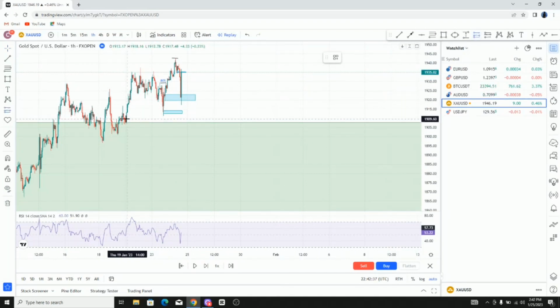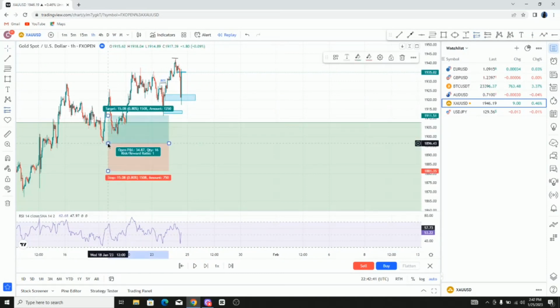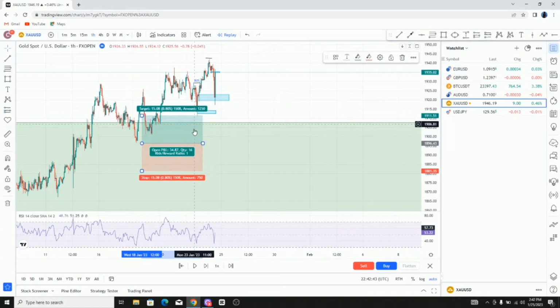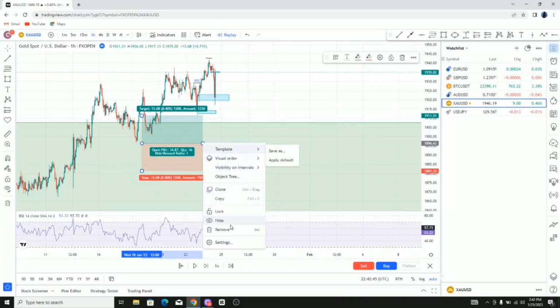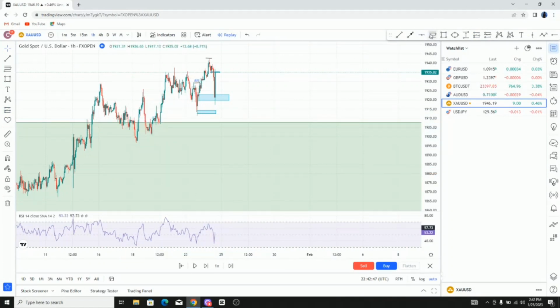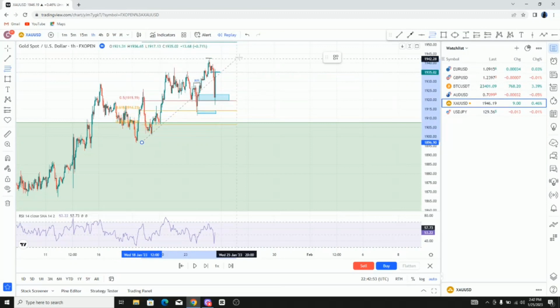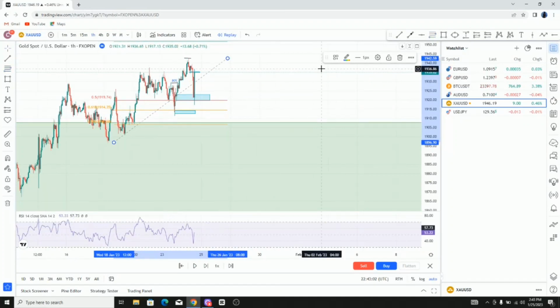So I ruled my Fibonacci from this low to this. That's not the Fibonacci. Remove. This is my fib. I ruled my fib from this low to this high. My fib from, and what do you see, guys?